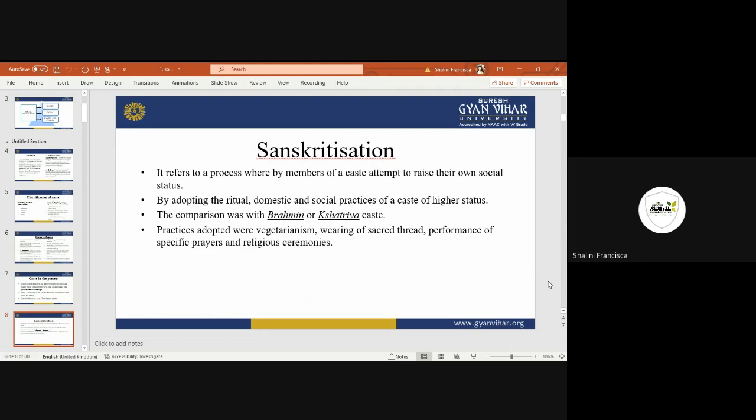So these were all things they adopted from the higher caste to make themselves equal to the higher caste and make their status uplifted. So this was what Sanskritization means. The group of people that they were having were trying to adopt the sanskriti of these two higher castes and wanted to become equal to them.